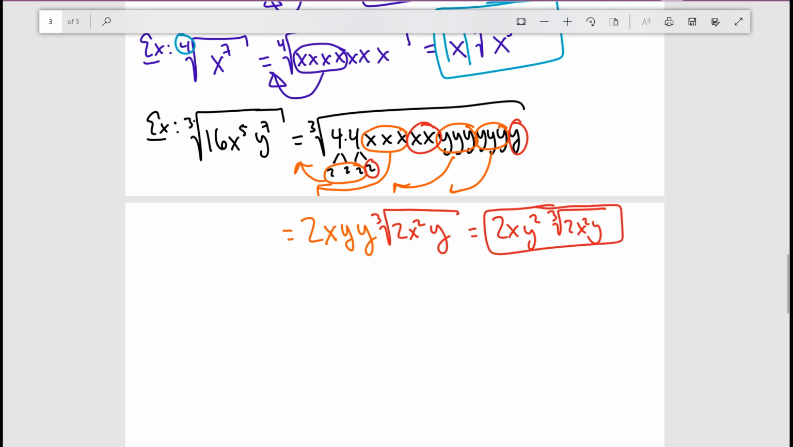Do we have to add absolute value? We don't, because this one was a cube root. Okay?